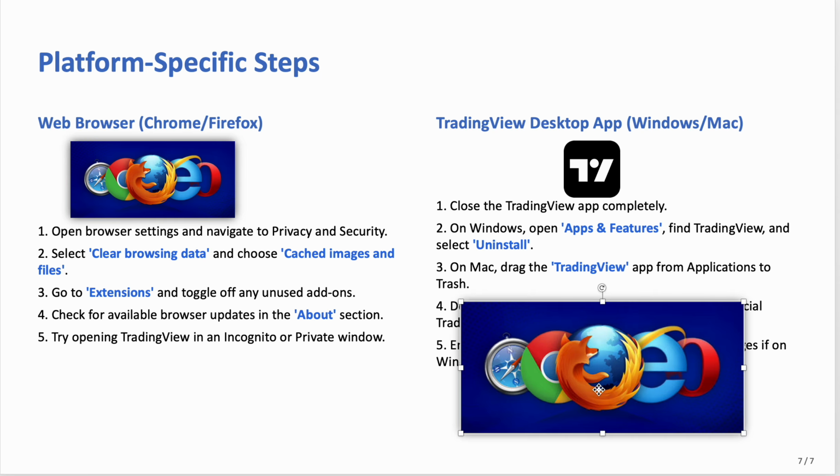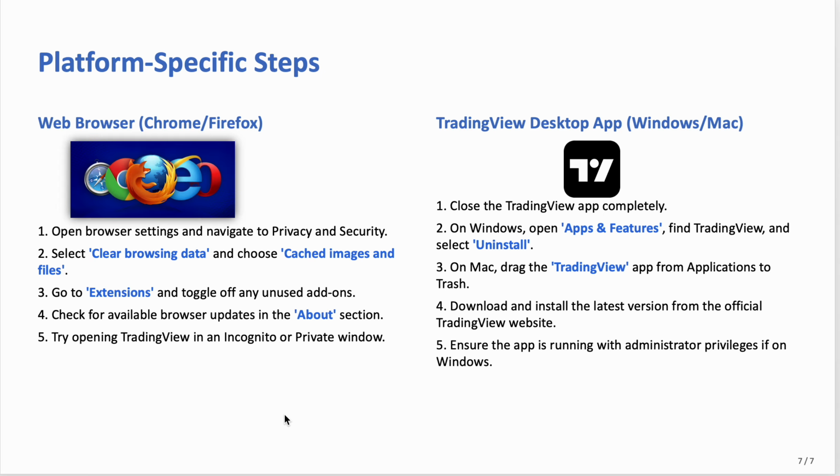Okay. Another thing is platform-specific steps. If you are a web browser user, open your browser, select the option to clear cookies, data and cache files. Go to the extensions and toggle them off. If you are a desktop user, on the Windows app feature, select the option to uninstall. On Mac, drag TradingView from Applications to the Trash, and download and install the latest version from the official TradingView website, and ensure the app is running with administrator privileges if on Windows.